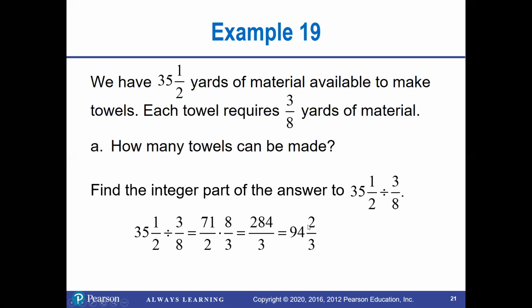It has 94 2/3. Okay, so the question is, how many towels can be made? Well, the answer would be 94 towels. Why is it not 95 towels? Why do we not round up? Because that 95th towel can't be made with only 2/3 of the material. Okay, it's a third too small. Sorry, 2/3 is not enough to make a whole. So this is one of those times where you actually round down.